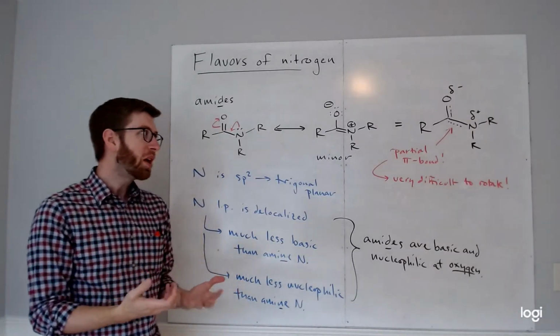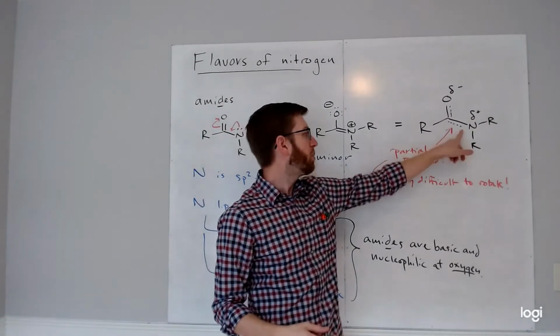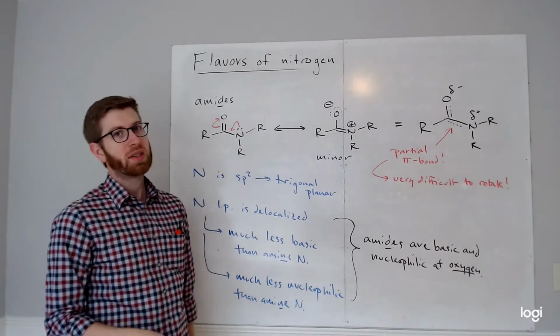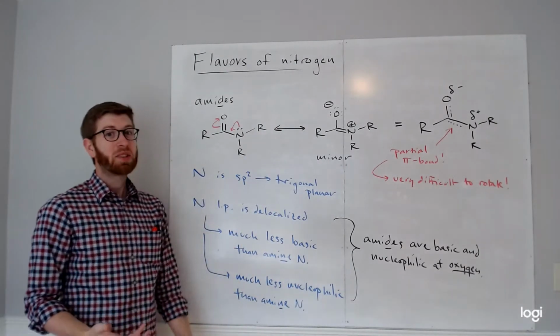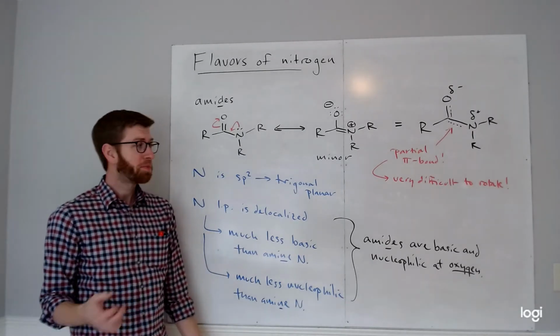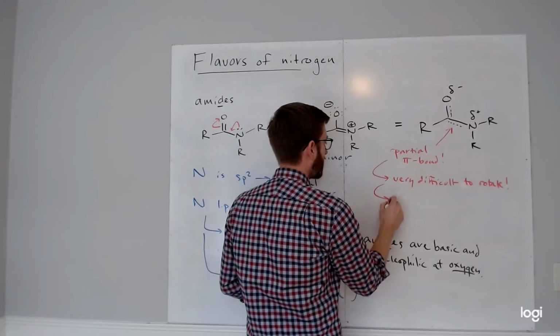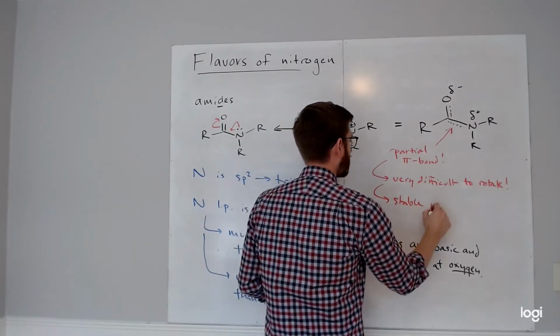So you could make the argument that it's this partial pi bond character in amides, because of what we know about resonance and nitrogen, that really gives rise to life. Nitrogen's pretty important. So this is going to mean stable protein structures.